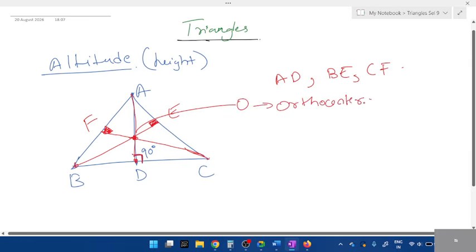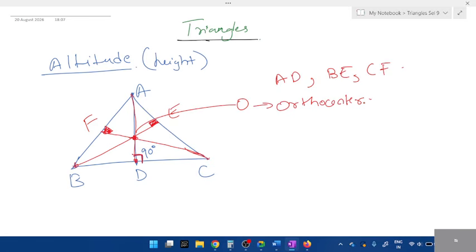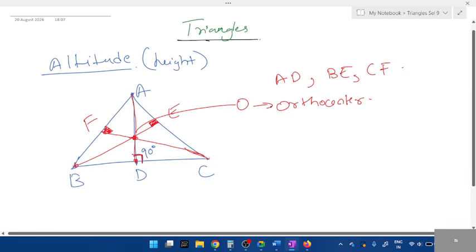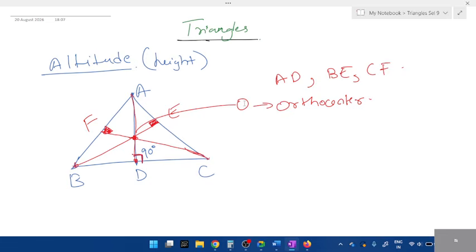For median, what was the name we gave? Centroid. And for altitude, what's the name we give? Orthocenter. Yes. Make a note of this. Right, altitude, put 90 degrees. Right, orthocenter. So tomorrow we'll start the congruency concept.